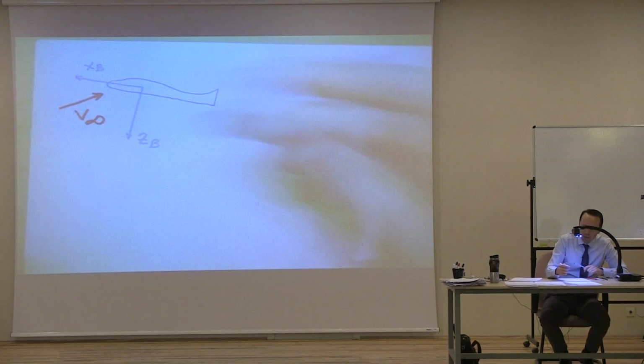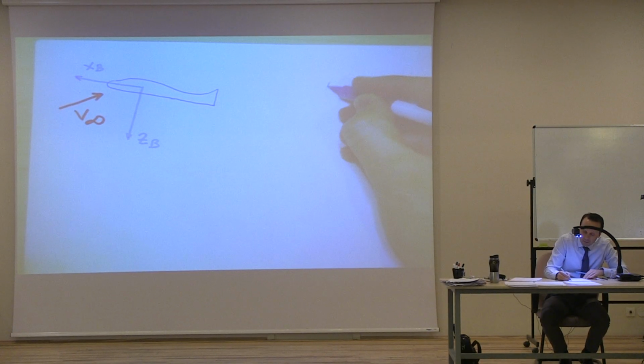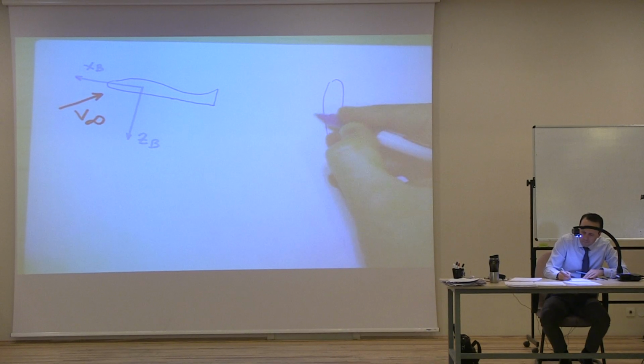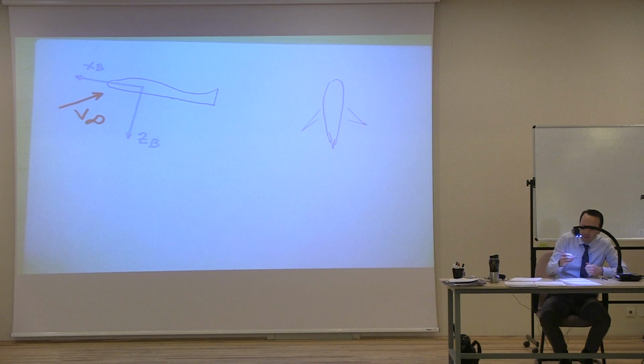Let's look at the same airplane from the top. Same airplane from the top. And let's say V infinity is coming from here. Okay. So that means this is still X body here.